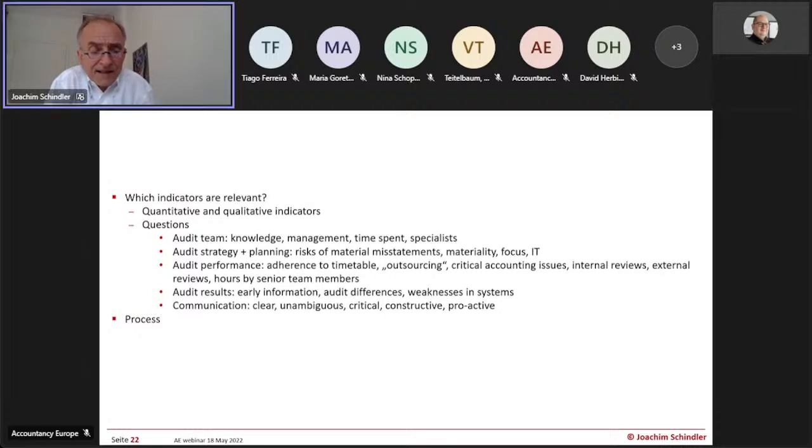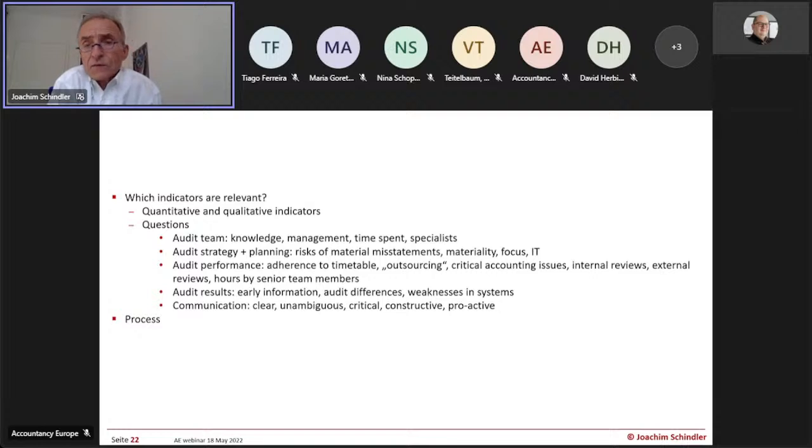Often indicators are quantitative. For example, the relative hours or relative portion of hours performed by specialists. And those ratios are without any doubt a good indicator in their field. But for a comprehensive view, qualitative factors are equally important. If not, that would be my perspective, if not more important. I mean, you can call them soft factors.